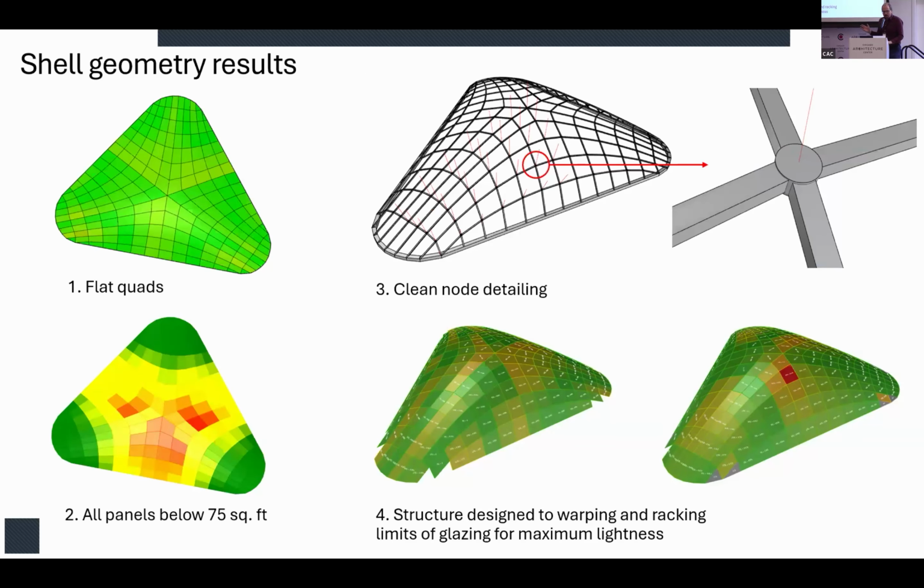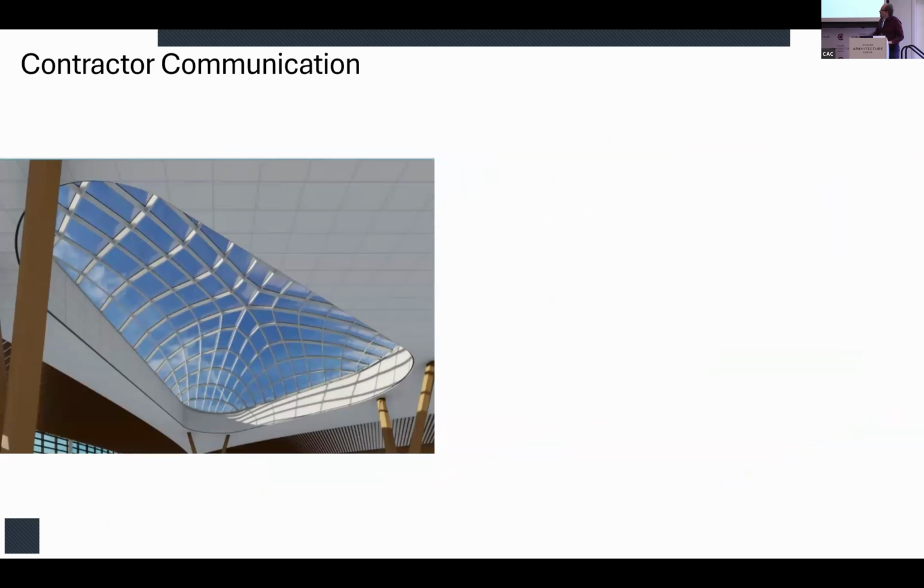So we did a lot of work on the TT side, and before the contractor was brought on, we had these flat panels. We had all panels below this shipping limit in terms of their area. We had clean node detailing. We did a lot of structural analysis to make sure that this really worked and our sizes were as minimal as possible. The general contractor just handed the subcontractor a CAD and they produced something that I find extremely offensive. They did not look at their drawings. They just applied one size everywhere.